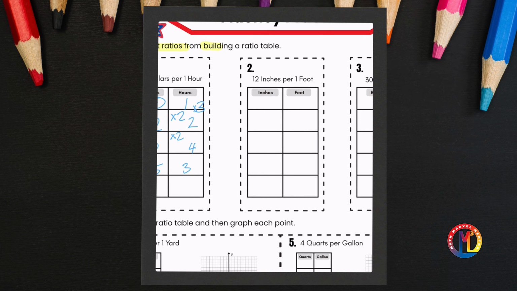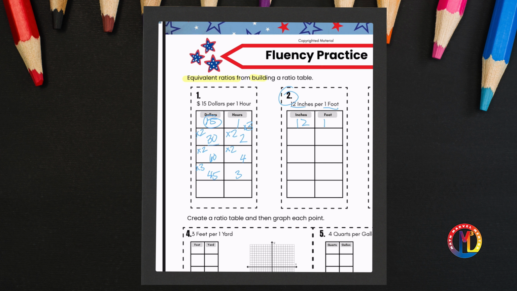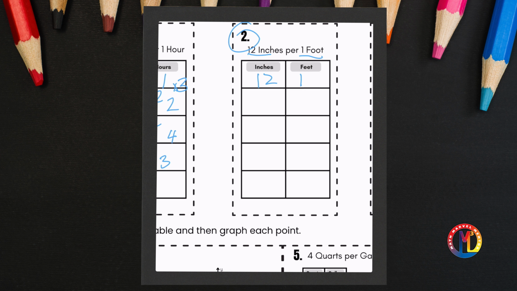Let's try number 2. We're going to keep on going with building a ratio table. And we're going to start with what we know, which is in 1 foot, there are 12 inches. So there's 12 inches in 1 foot. And on number 1, we did our scaling up by multiplying. So we're going to start this one by dividing.